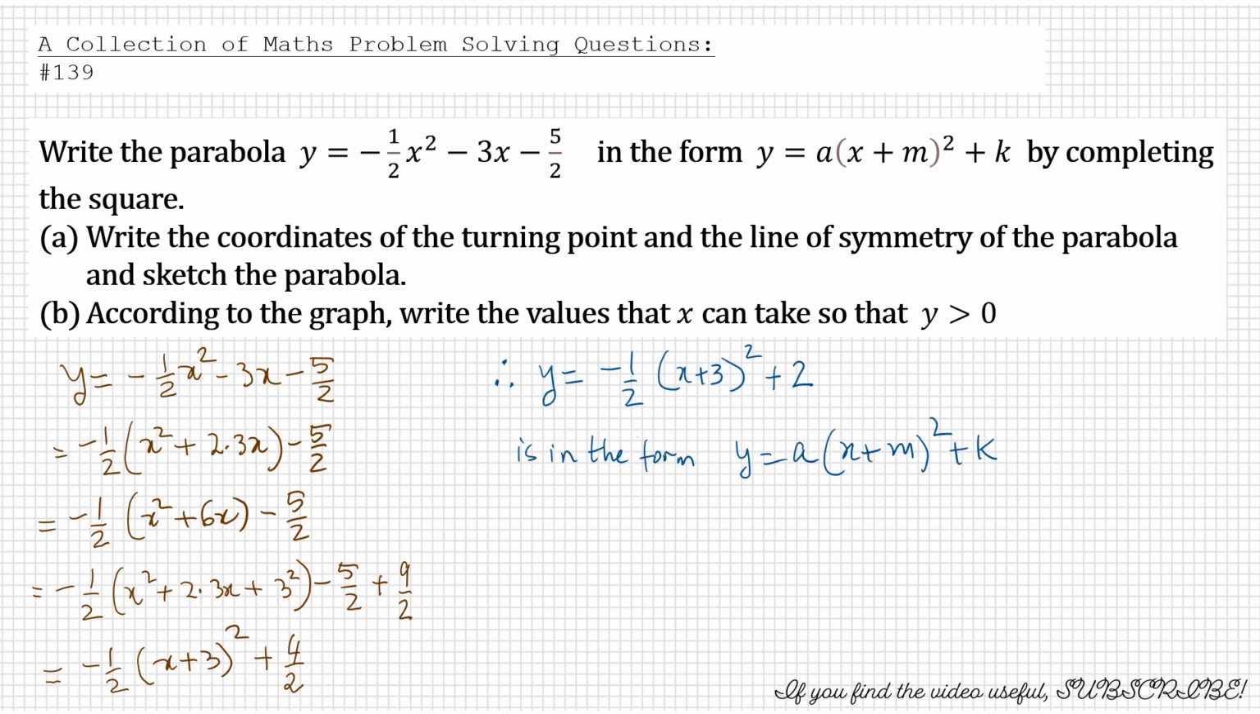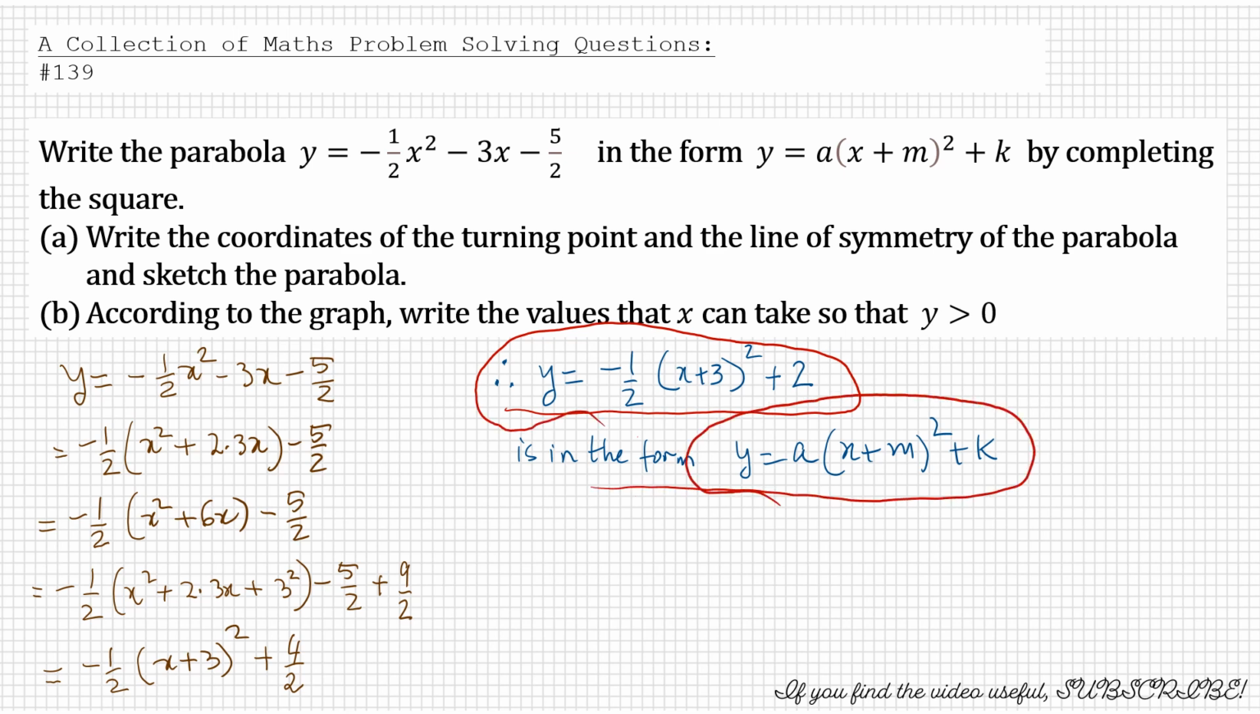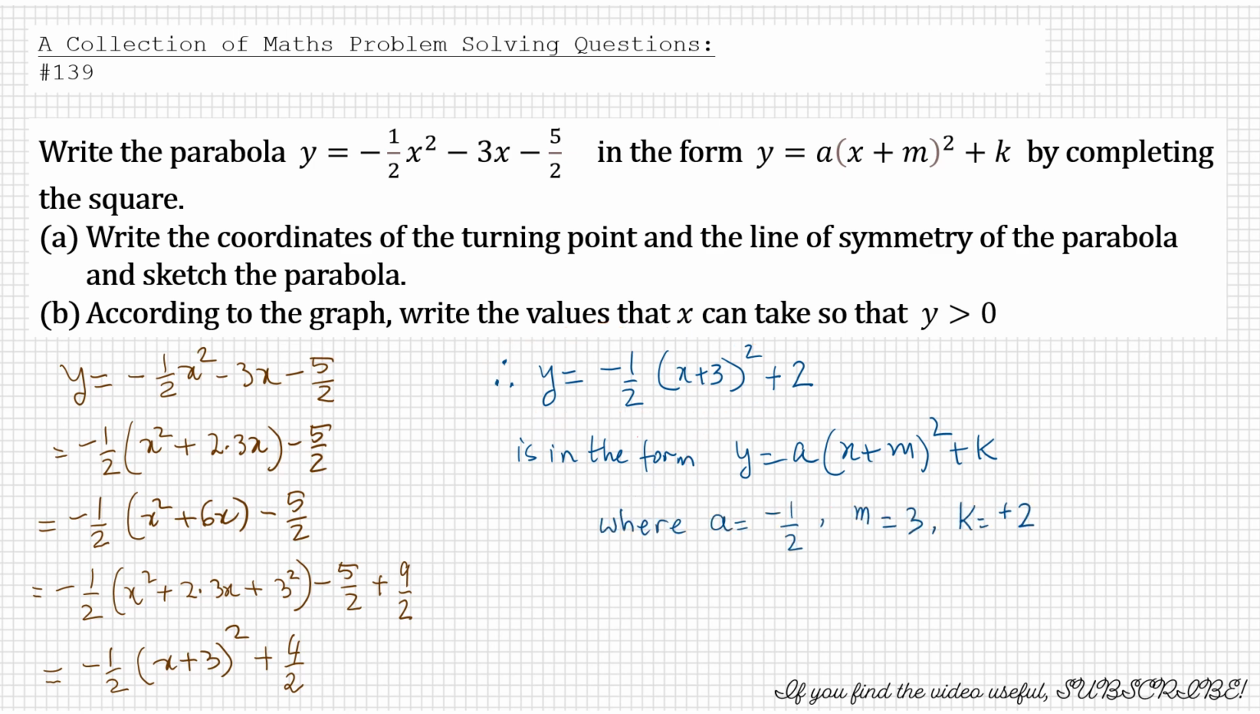And this is better written as minus half times (x plus 3) whole squared plus 2. So you see, this is already in the form that they have asked us to write it in, and that means a is minus half, m is 3, and k equals 2. From here, what we see is the parabola is inverted, so it's shaped like this because a is negative, and that's what I write down.